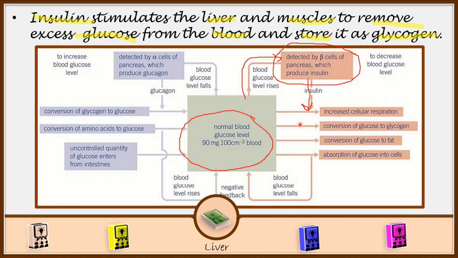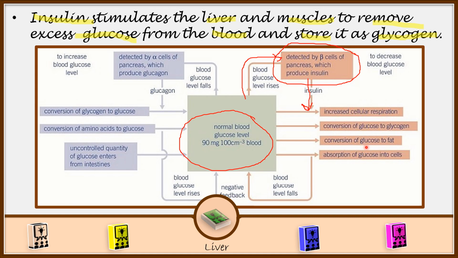Insulin is also going to stimulate the liver to convert the excess glucose to glycogen. So it is insulin which is now instructing the liver and the muscle to convert the excess glucose to glycogen so that it is stored. And when it is stored, it will cause the level of the glucose in the blood to reduce. It is also going to cause the conversion of glucose to fats.